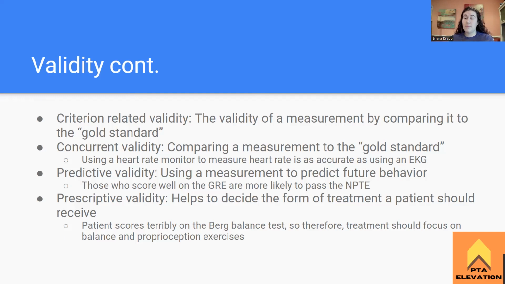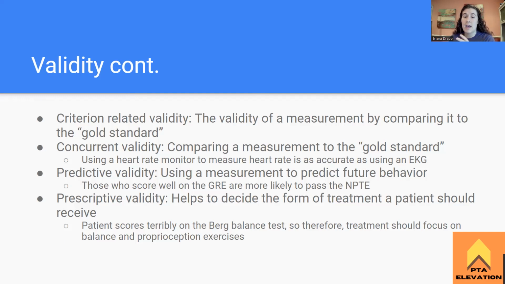Another predictive measure would be one of our 5-time sit-to-stand tests or our timed up and go test. If the patient scores very poorly on it, that puts them at more risk for a fall. So when it comes to board stuff, those are the things that we're caring about the most.